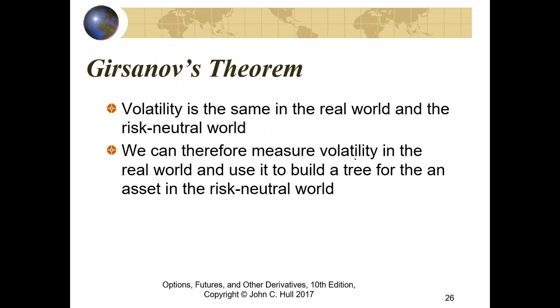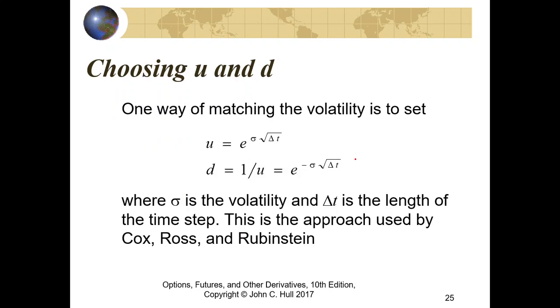Now, remember, when we were dealing with the risk neutral valuation, we relied on U and D, and U and D is based on the volatility of the underlying stock. Now, is the volatility of the underlying stock something that we observe in the real world or in the risk neutral world?